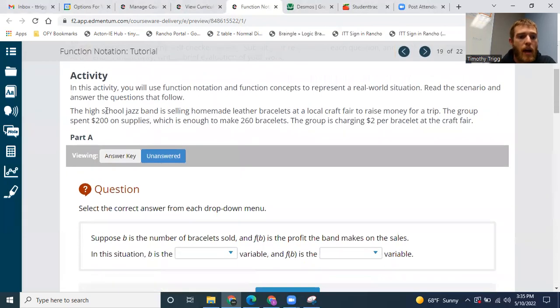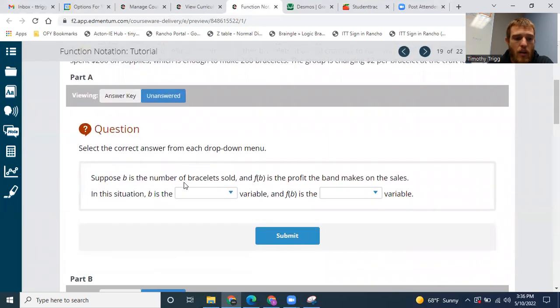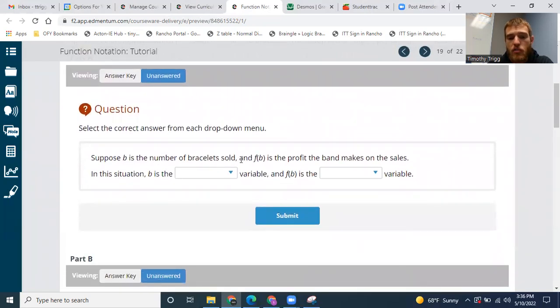The high school jazz band is selling homemade leather bracelets at a local craft fair to raise money for a trip. The group spent $200 on supplies, which is enough to make 260 bracelets. The group is charging $2 per bracelet at the craft fair. Select the correct answer from the drop-down menu. Suppose B is the number of bracelets sold. So F of B is the profit the band makes on sales.